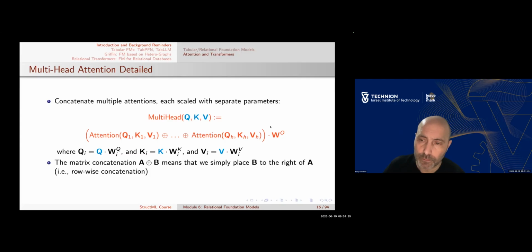In the end, we again reorganize and scale the data using a final matrix that will bring us also to the dimension that we want in the end. And this O plus is basically the concatenation of matrices, put one by one.